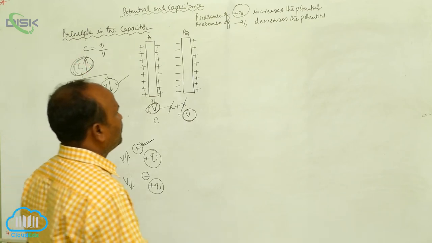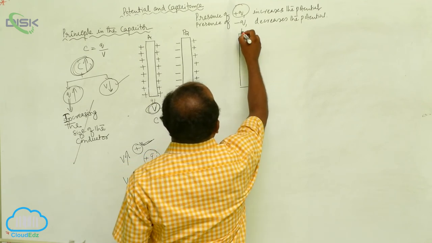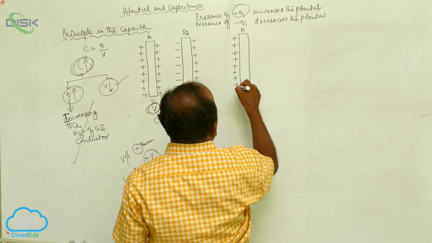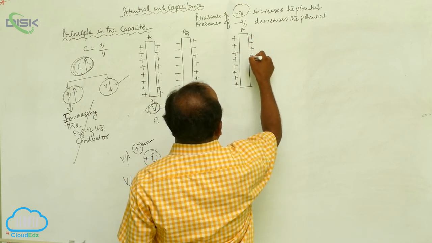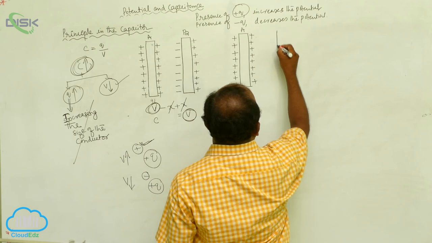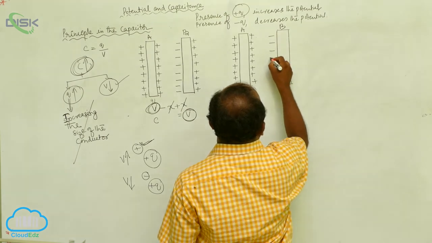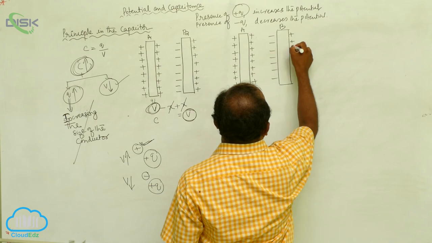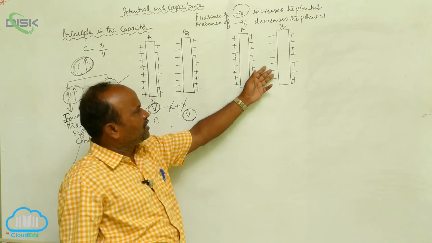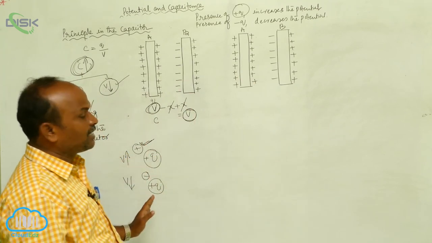But now there is a metal plate. This is the metal plate A. This is positively charged, with 8 positive charges. Now, this is the neutral plate B, with 8 charges on each side. Again, the negative charge decreases the potential and the positive charge increases the potential by the same amount. There is no change in potential and capacitance is not increased.